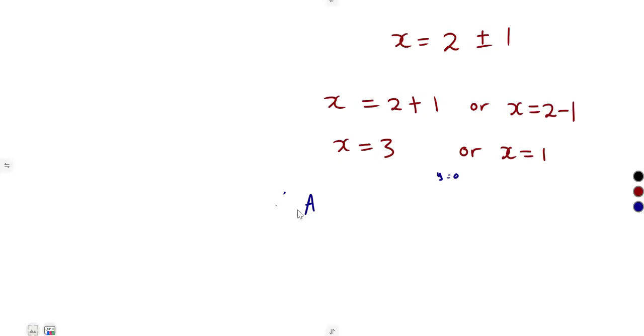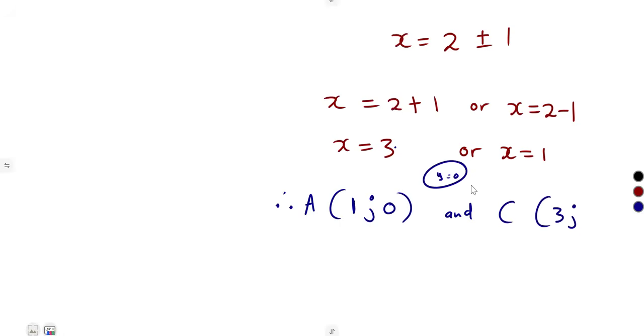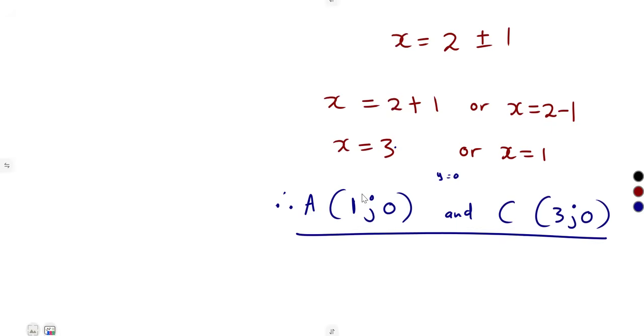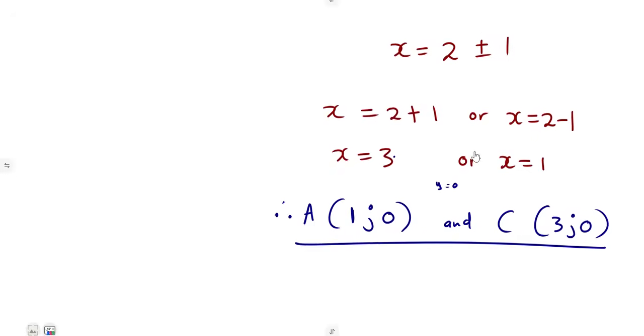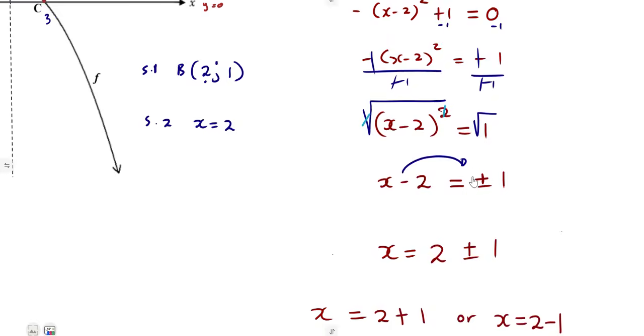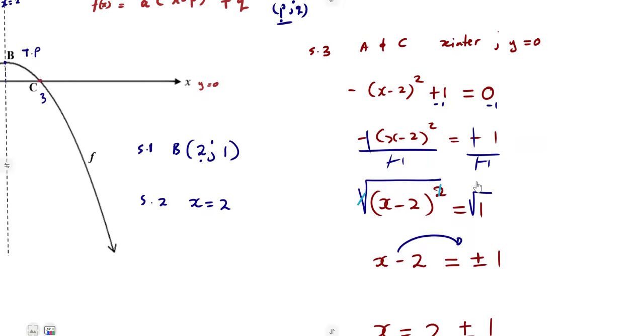So therefore the point A, the x value is what? Is 1, and the y value is what? Is a 0 for the x-intercept. And the point C, all right, this is A and what? A and C. So the point C, where the x value will be what? Will be 3, and the y value is what? Is 0. So remember, that is the condition for your x-intercepts. We have the points from the information that you're given.